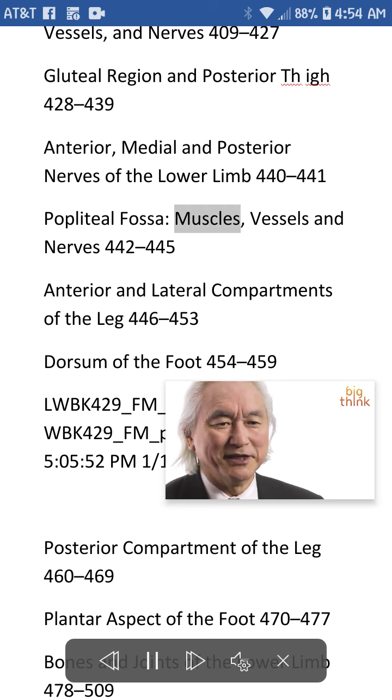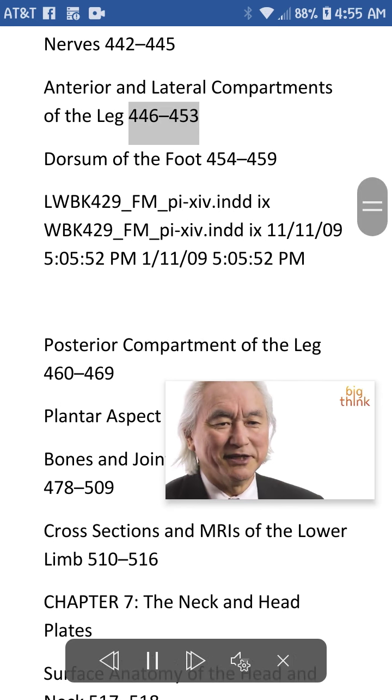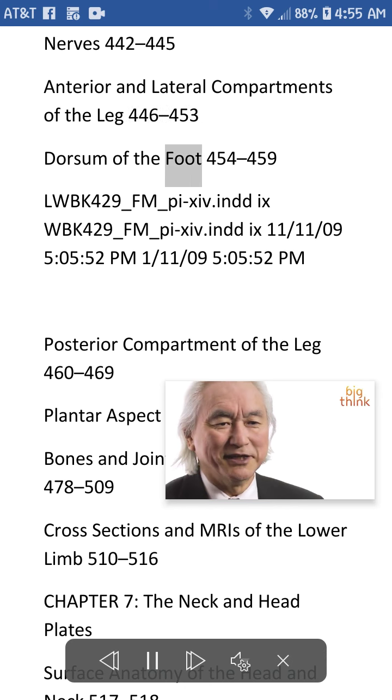Popliteal fossa, muscles, vessels and nerves, 442 to 445. Anterior and lateral compartments of the leg, 446 to 453. Dorsum of the foot, 454 to 459.